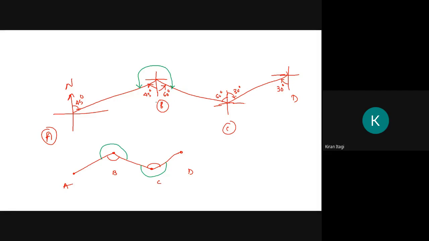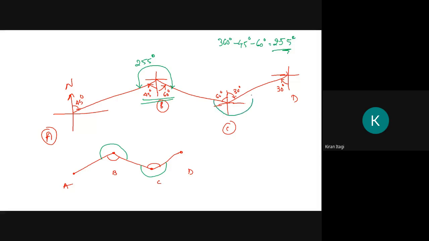255. How? Just add these two and subtract from 360 degree. 360 minus 45 degree minus 60 degree, which is equal to 255. Okay. Therefore, this will be 255 degree.